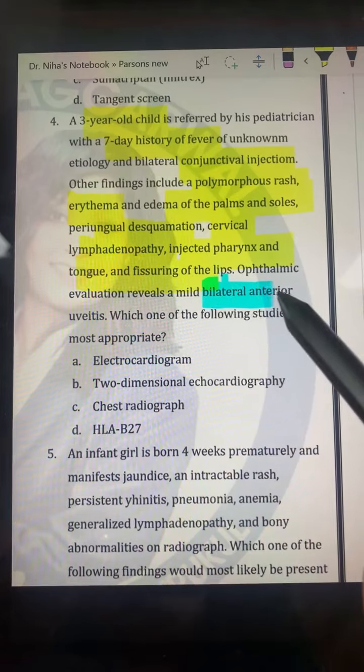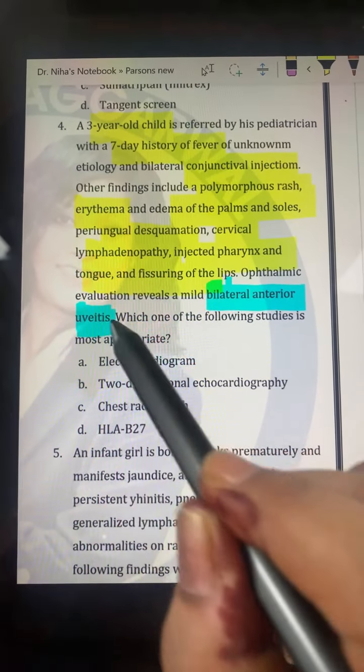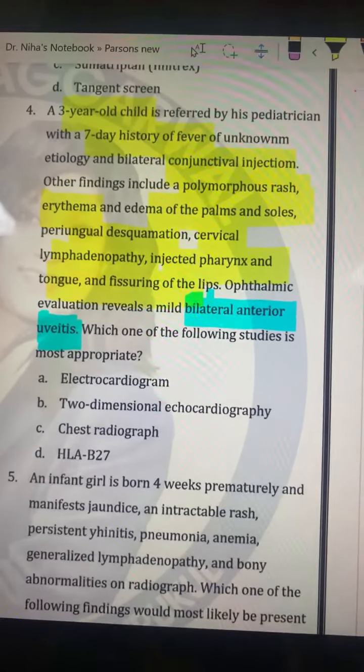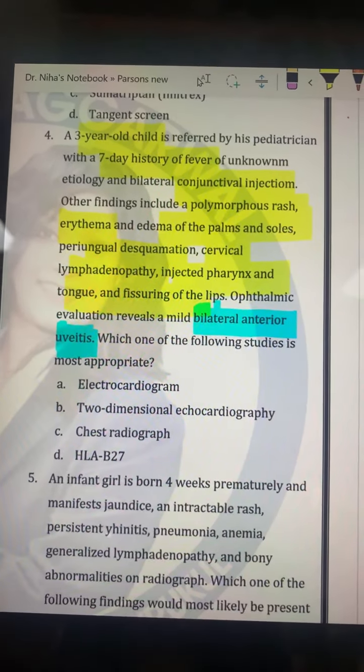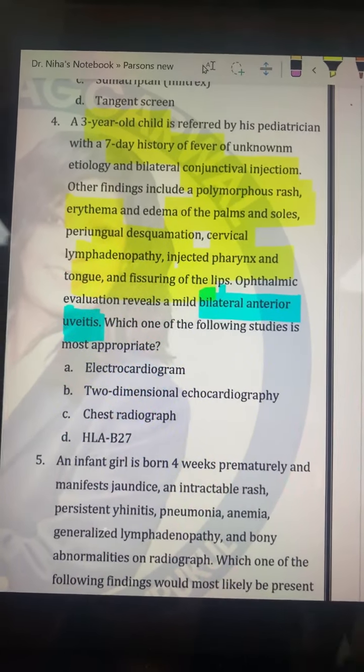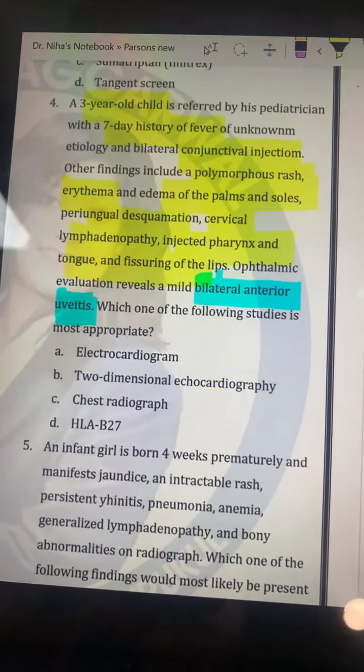They say that in the eyes we have bilateral anterior uveitis. So which of the following studies is most appropriate? Can you actually tell me what this finding is? What is the diagnosis of this child?